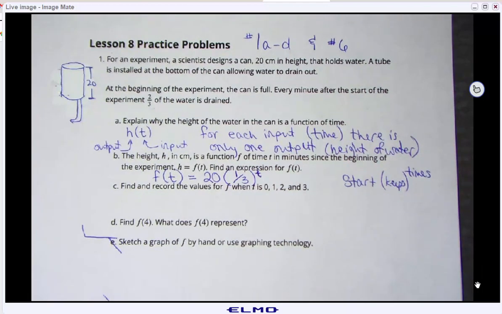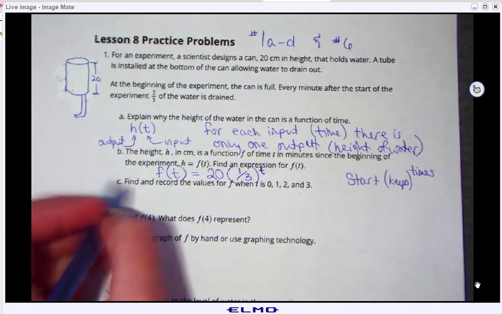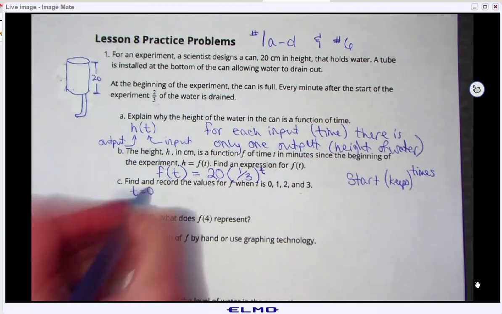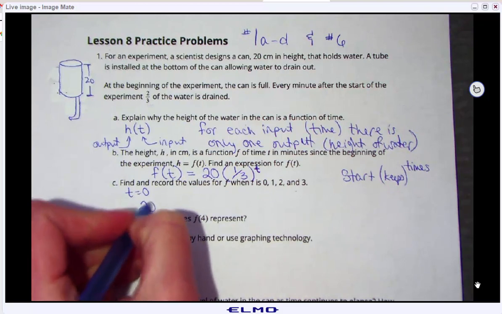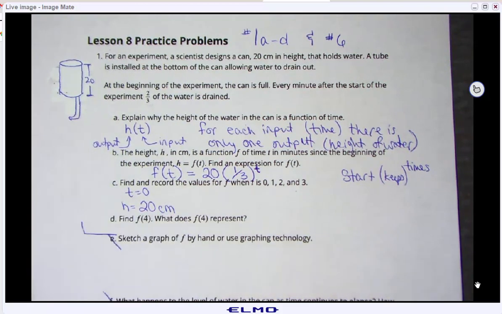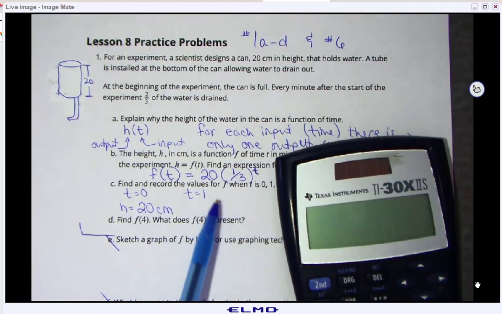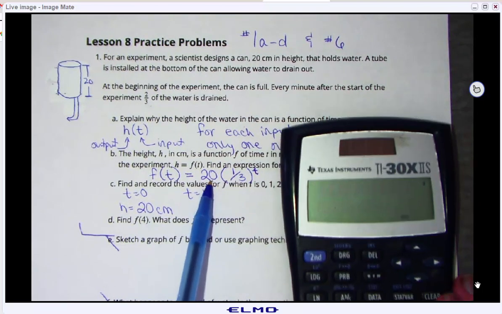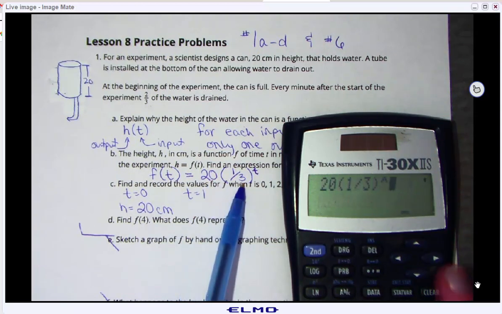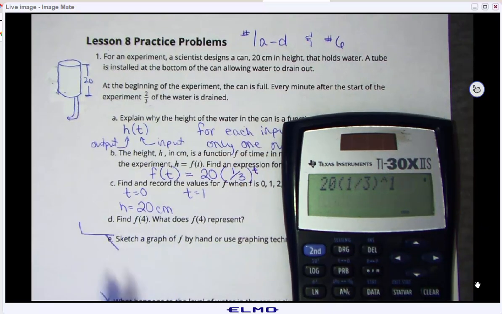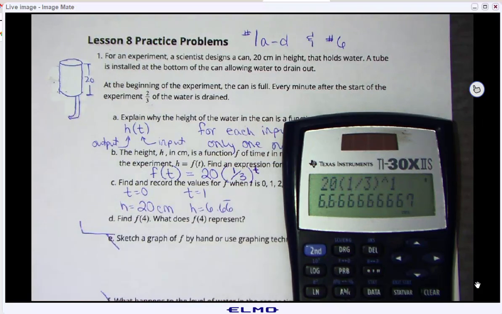And now we're going to use that equation to calculate and record the values when t is 0, 1, 2, and 3. So let's start that out. When t is 0, that's our starting amount of how much we have in the can. I don't need to calculate anything at all. I know it is starting with 20 centimeters. When t equals 1, I'm going to use my handy calculator. We know it's 20 times 1/3 raised to the first power. And so the height in the can equals 6.66 repeating forever and always.